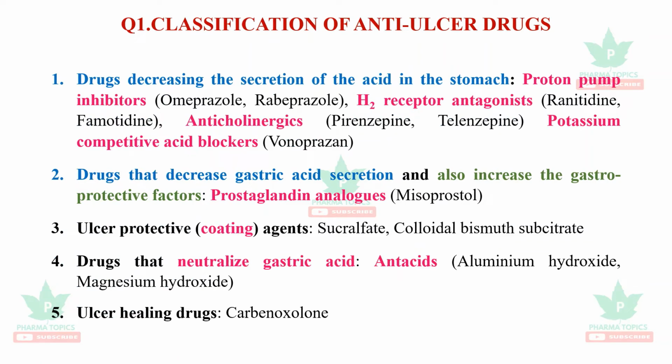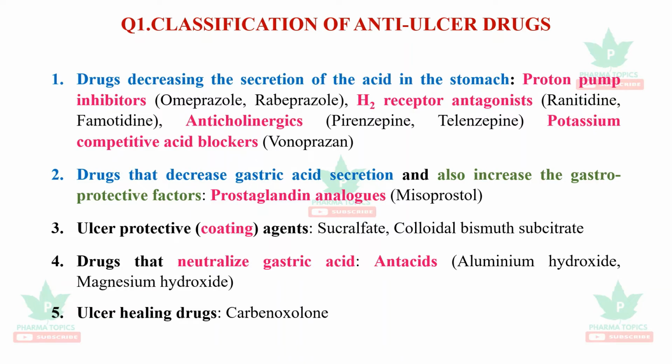First question is classification of anti-ulcer agents. It is of 5 classifications. You just remember 5 classifications. First two, actually they decrease the gastric acid secretion. The drugs decreasing acid secretion in the stomach are proton pump inhibitors, omeprazole, rabeprazole, H2 receptor antagonists, ranitidine, famotidine, anticholinergics, pirenzepine, telenzepine, and potassium competitive acid blockers.